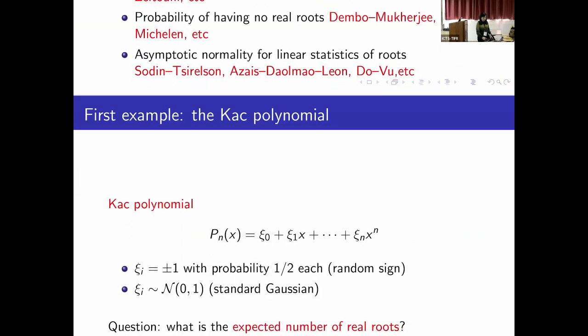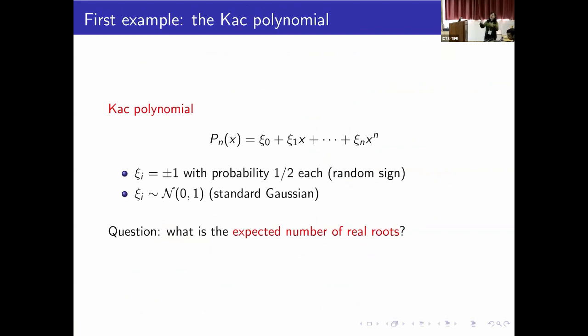Now, let me take the first example, perhaps the simplest looking random polynomial, and also one of the most intensively studied models of random polynomials. It is known as the Kac polynomial. It is just a combination of the monomials, so c0 plus c1 x up to cn x^n, where the ci can be any random variables with, let's say, mean 0, variance 1.